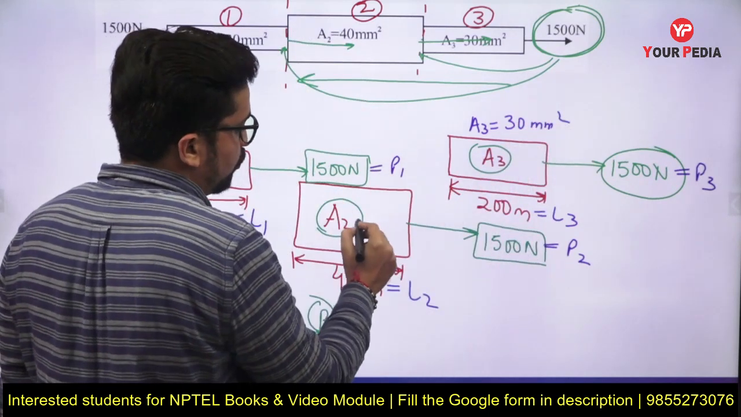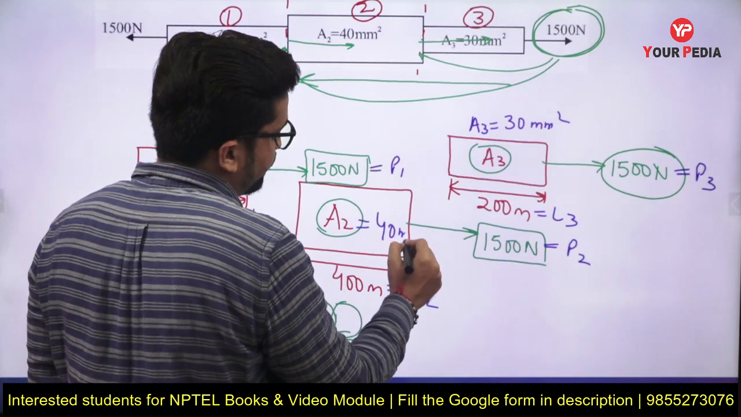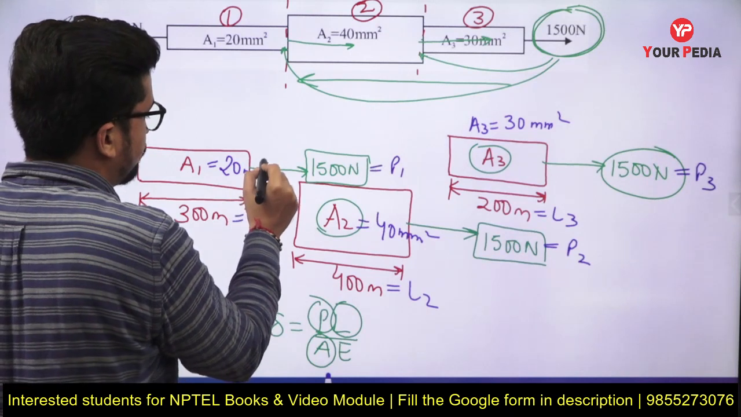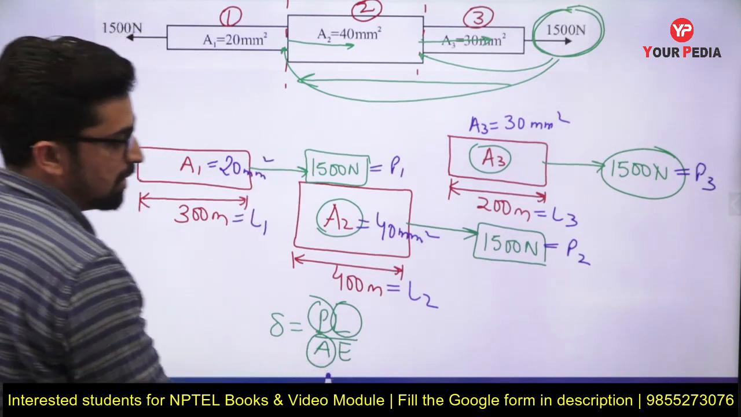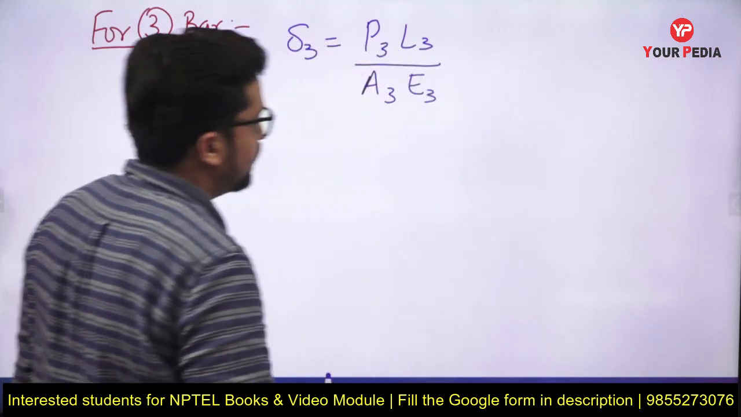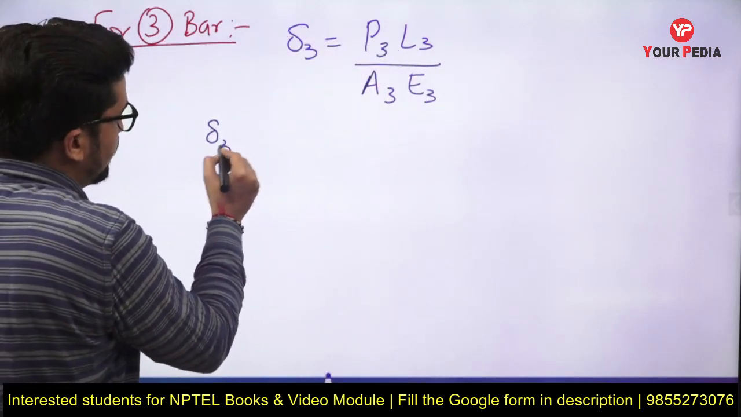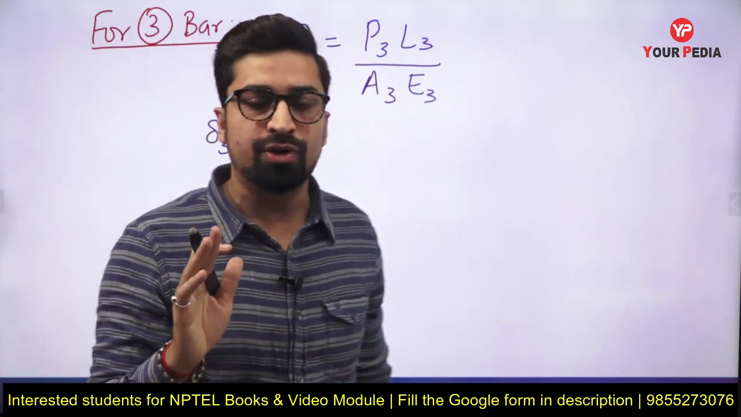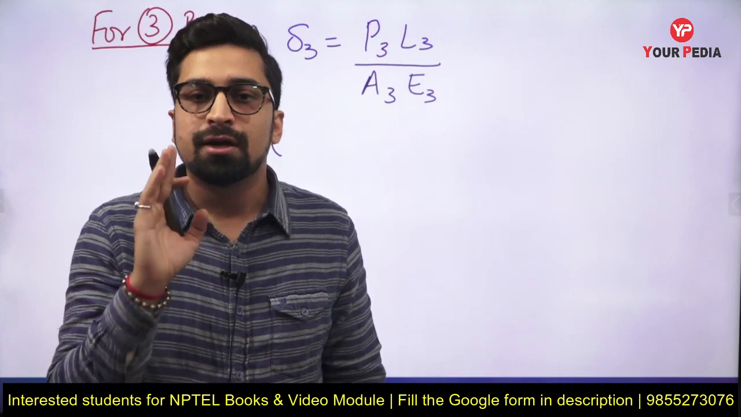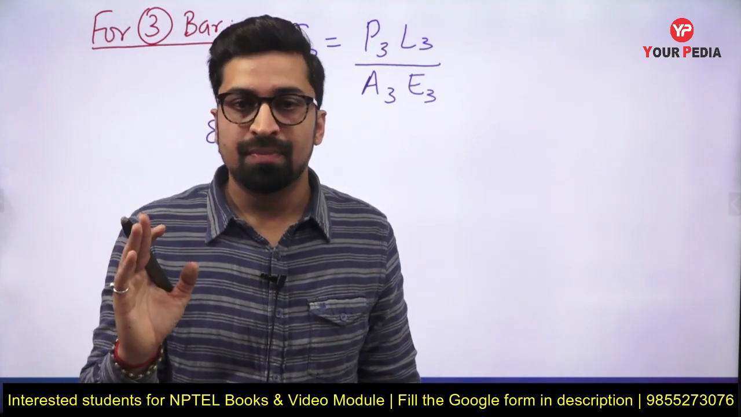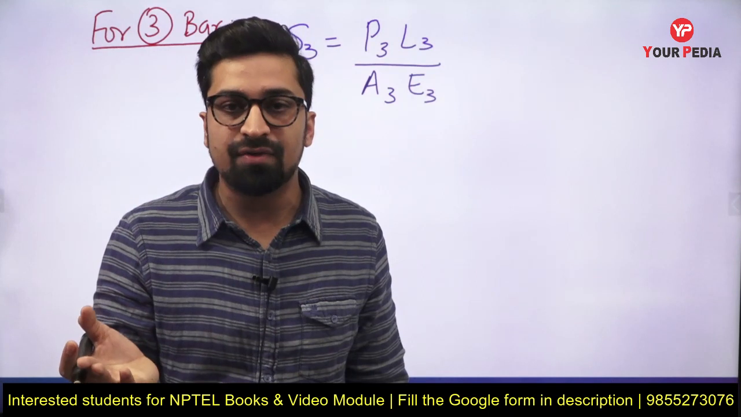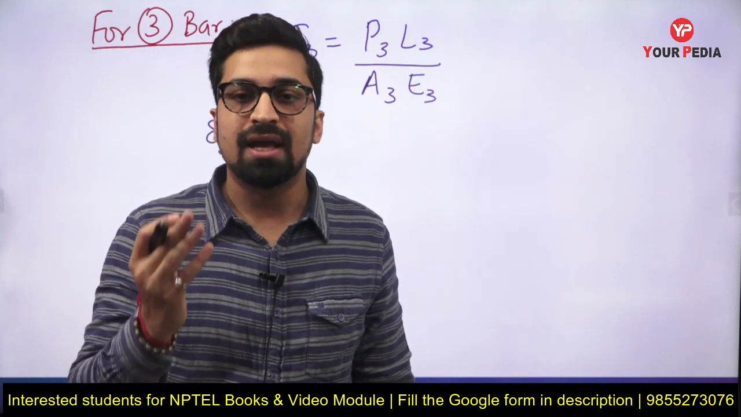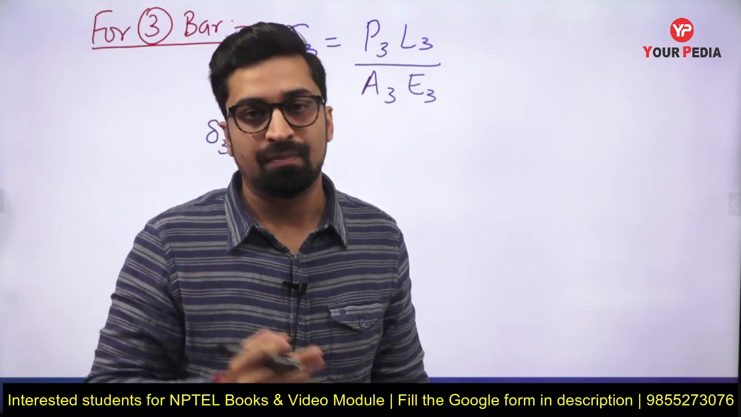And area A2 is equal to 40 mm square. Along with that, area A1 is equal to 20 mm square. So now we have all the values. So let us substitute these values. So delta 3 will come out to be, let us substitute all the values in the similar units. That is, we will take the force in Newton, length in mm, area in mm square is already given to us, and E value or the modulus of rigidity we will take in Newton per mm square, right?